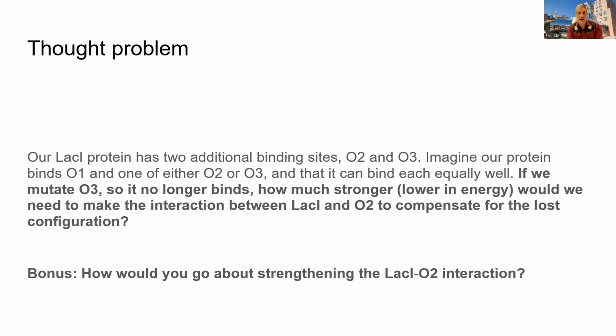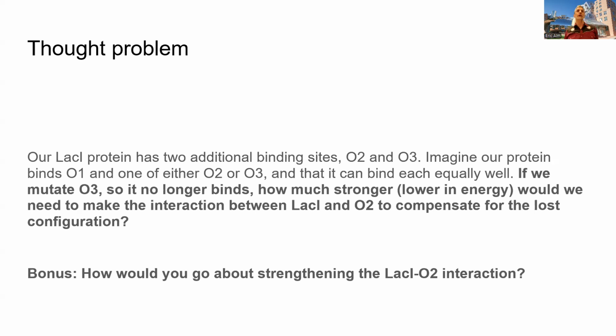And so our lac-I protein has, in fact, not just one additional binding site, O2. It also has another binding site, O3. And so, in that lac operon, we've got the O1 site, the O2 site, and the O3 site. And what we usually see is the lac repressor is going to bind as a tetramer to O1 and O2, or it's going to bind as a tetramer to O1 and O3. So there's 2 ways to do it, okay?